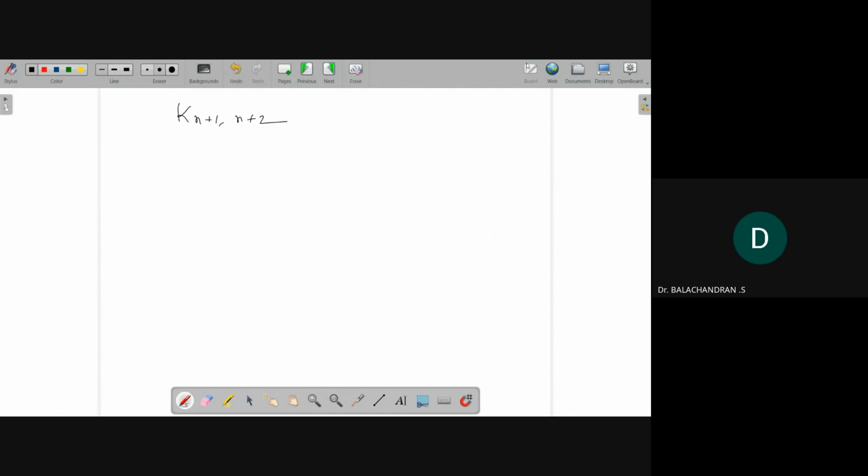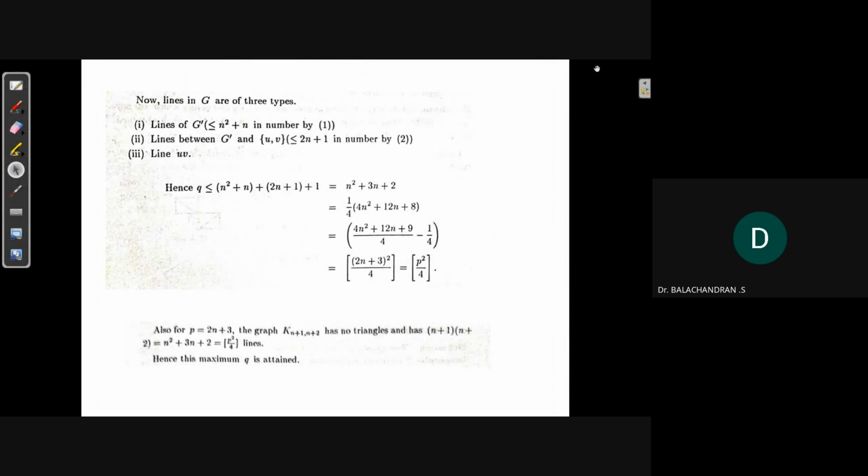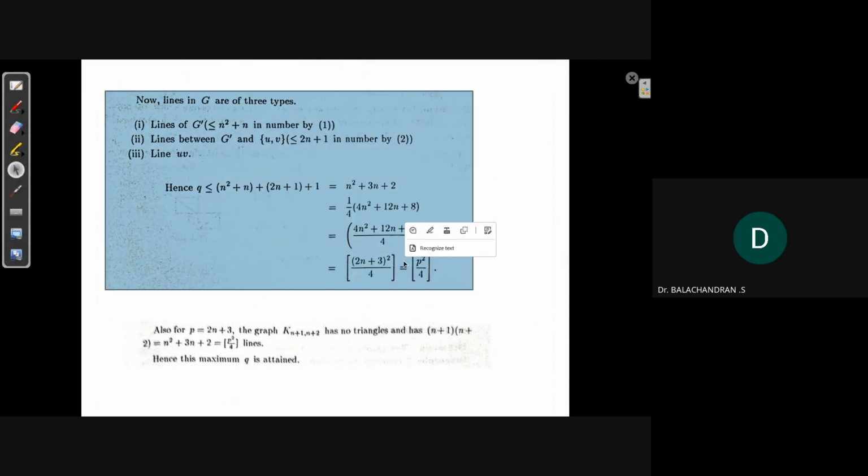Okay. The next case is for even p. Suppose p is an even number. Suppose the result is true for all even p less than or equal to 2n. Suppose G is a (p, q) graph. The next even number is p equal to 2n plus 2, and it has no triangles.